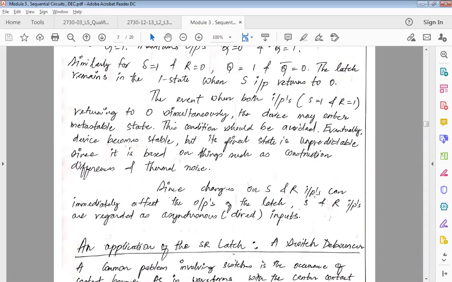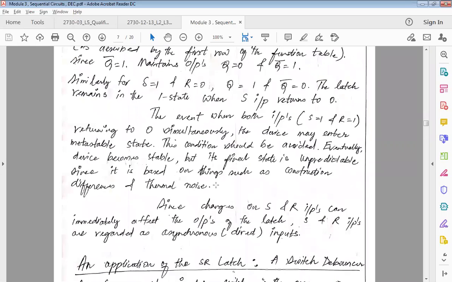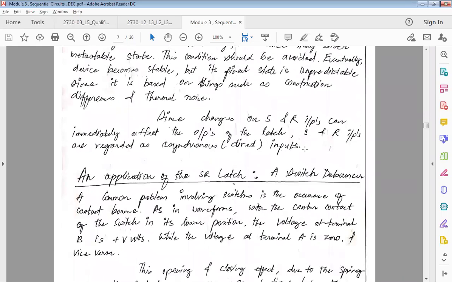Since the changes on S and R inputs immediately affect the outputs of the latch, S and R inputs are regarded as asynchronous, because your outputs are fully dependent on the combination of input values. As soon as you change the values here, the outputs immediately change. This kind of behavior is called asynchronous behavior. So we will stop here and we will continue in the next class.